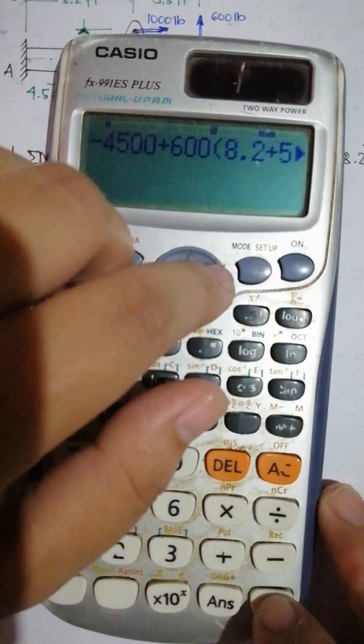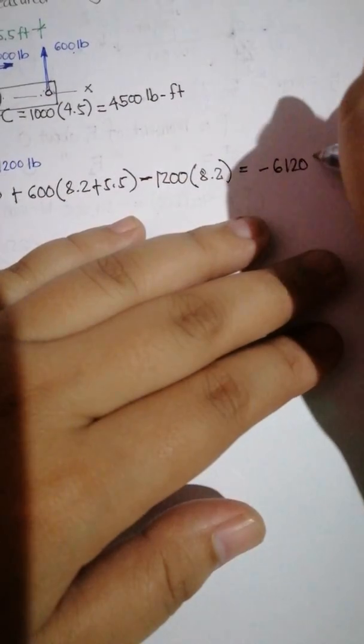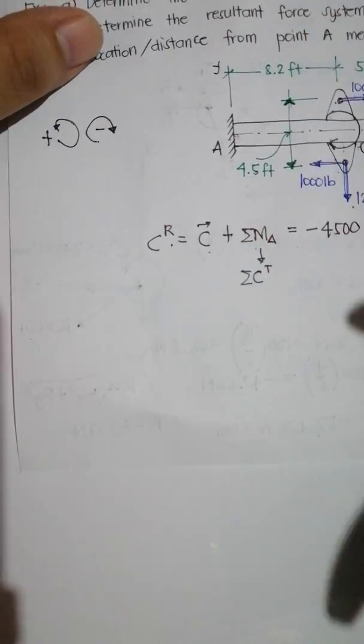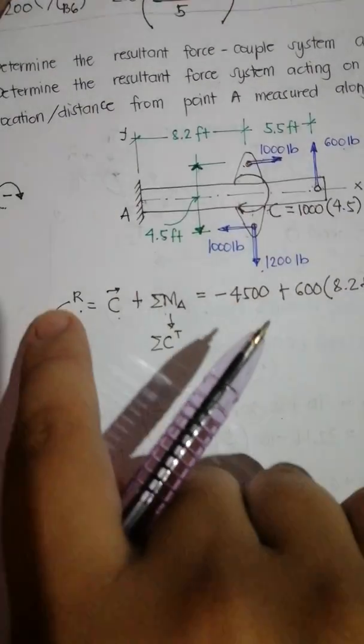Okay, negative 6,120. This is in pounds-foot. That's now your couple resultant. So what we did is that we just directly added everything, not unlike in our previous examples where we individually got the couples of transfer. Okay. Now for the resultant force, because we need the resultant force-couple system, we already got the resultant couple. We need the resultant force.